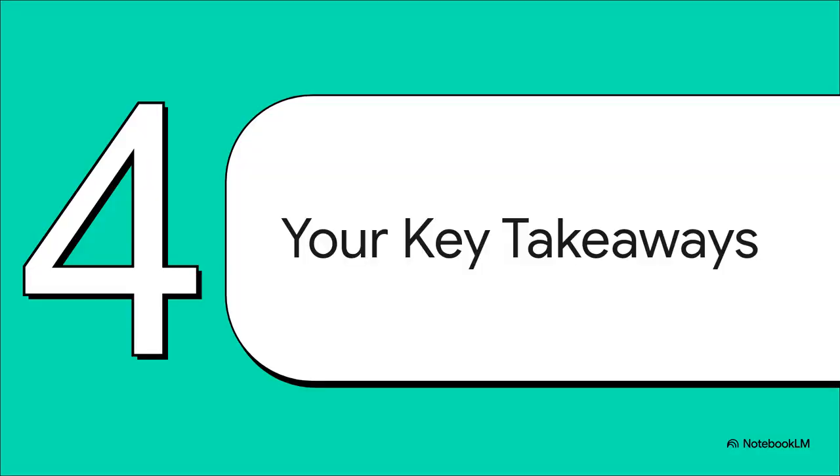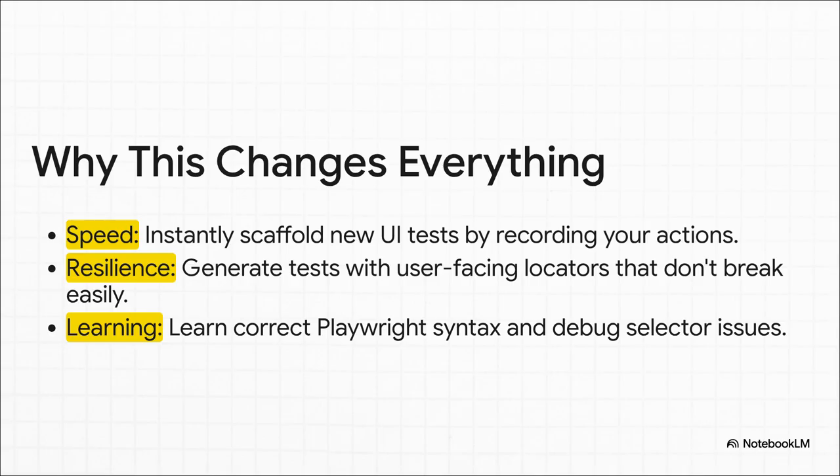Okay, we have covered a lot of ground here, from the absolute basics all the way to some pro-level techniques. Let's just boil it all down to the key things you really need to remember. So, why does this change everything? First, speed. You can scaffold a brand new test in the time it takes you to just click through the user flow. It's insane. Second, resilience. You're building tests that are just fundamentally more stable because they're based on how a real user sees the page.